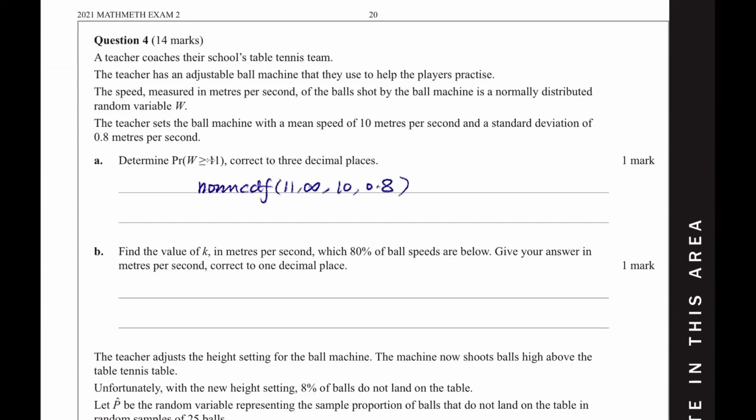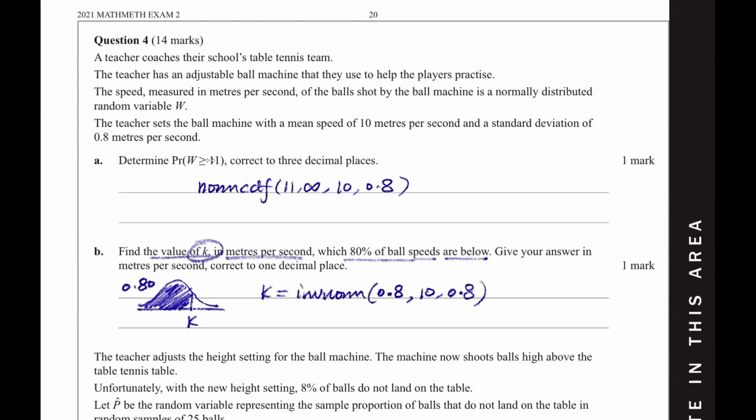Okay, and I find the value of A in meters per second, which 80% of the ball speeds are below this value. So if you draw a quick diagram, 80% below this K. So this area is 0.8. So K equals inverse norm 0.8, 10, 0.8. Okay, so let's get back to the CAS calculator.